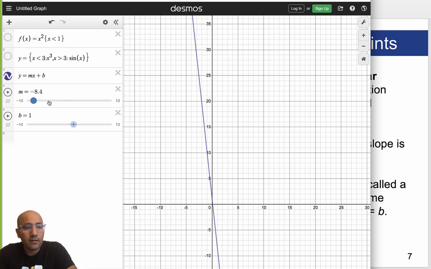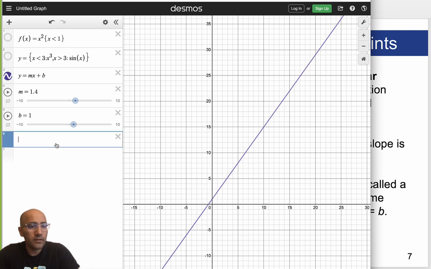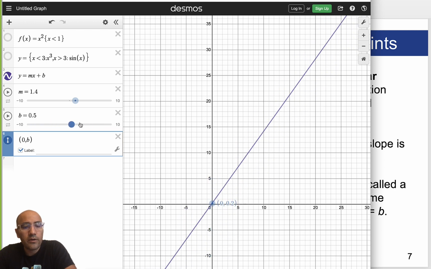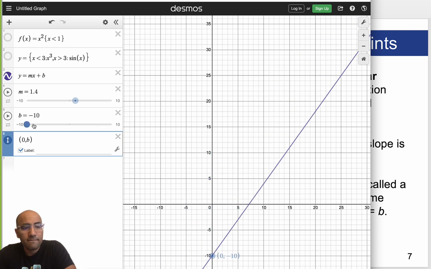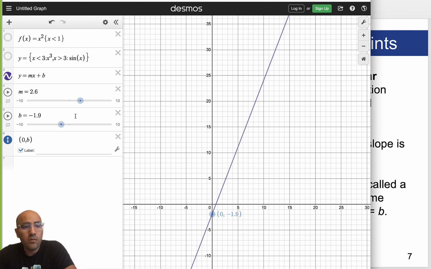And then the other variable here is the b. The b determines the y-intercept, which is this guy right here. And let's label it as a point. So that's the y-intercept, (0, 1). And as I slide this up or down, it changes where it crosses the y-axis. So with a combination of these two things, we're able to graph almost everything.